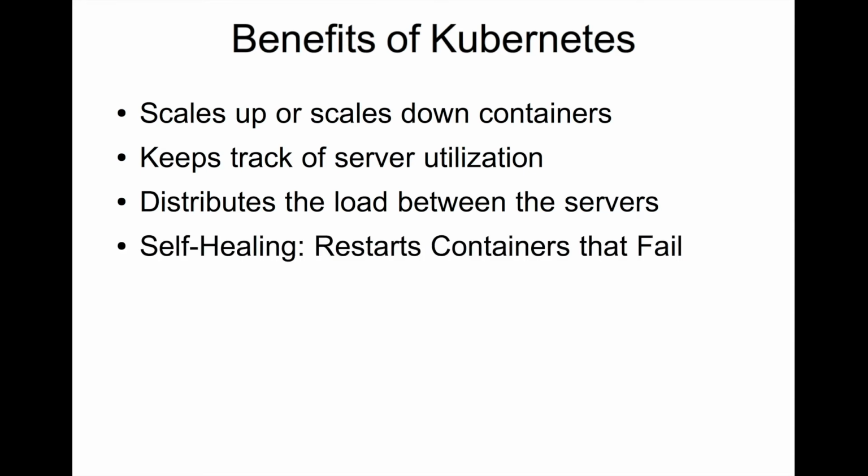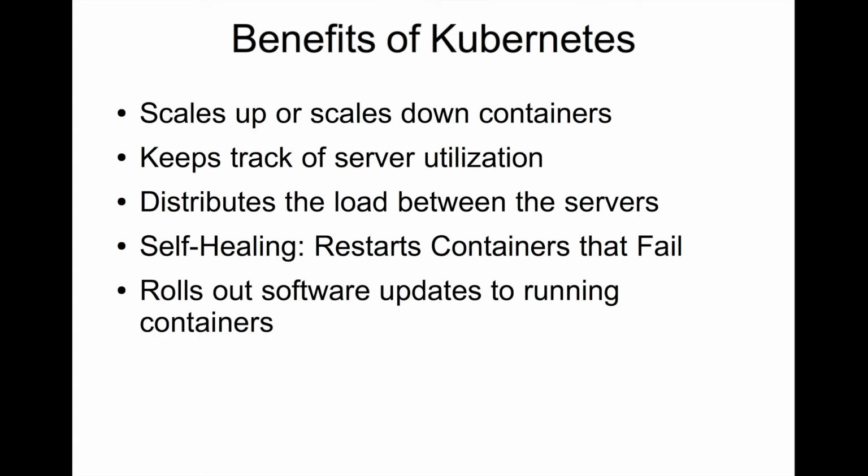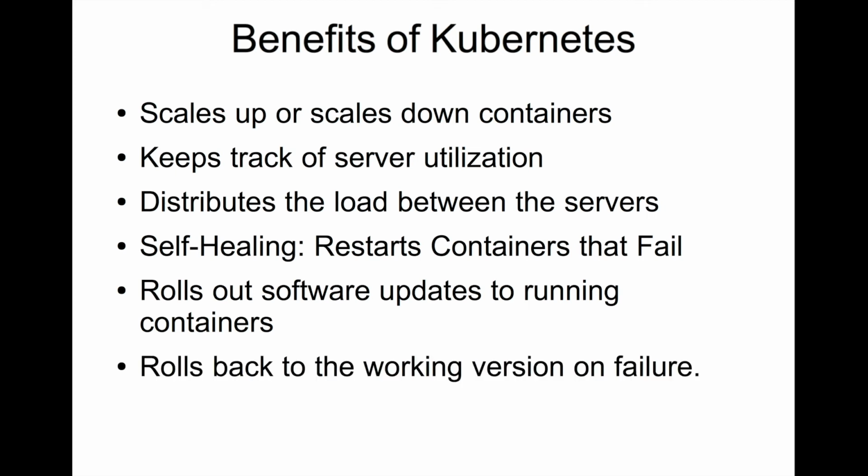Kubernetes has the self-healing capability. It keeps an eye on the running containers and automatically restarts them when a container fails. It rolls out software updates to running application containers on a live production system. If there was any problem found in the upgraded application software, Kubernetes can roll back to the previous working version in just a single click.